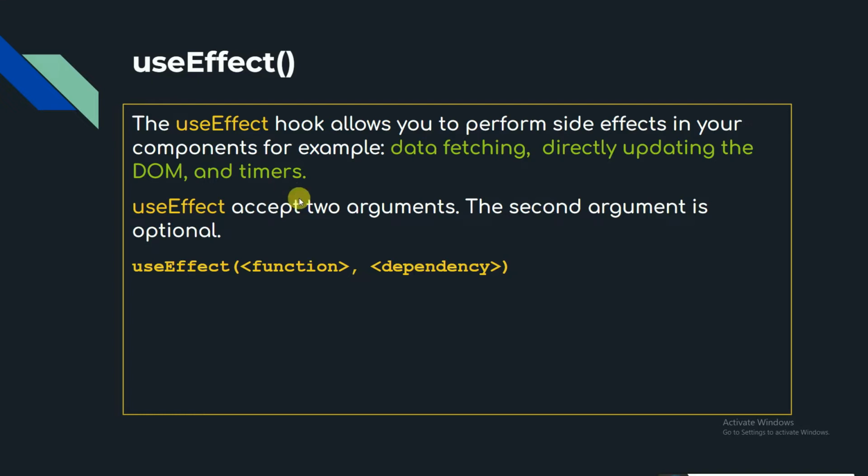Now useEffect accepts two arguments. The second argument is optional. So this is the syntax of the useEffect hook. It accepts two arguments. First is a function and second is a dependency. Dependency is optional, but sometimes it is required. Now let's dive into the practical.